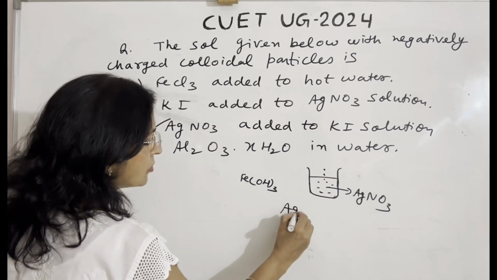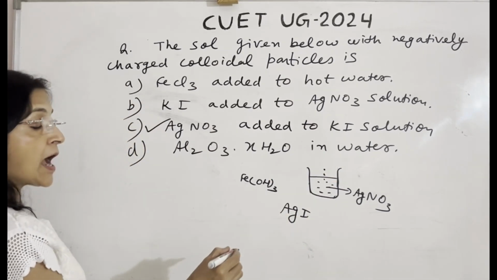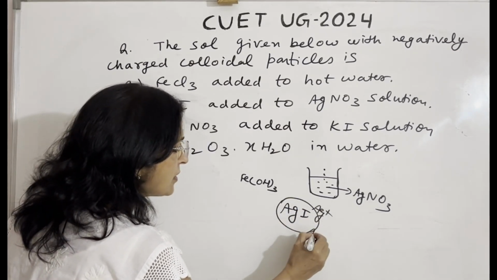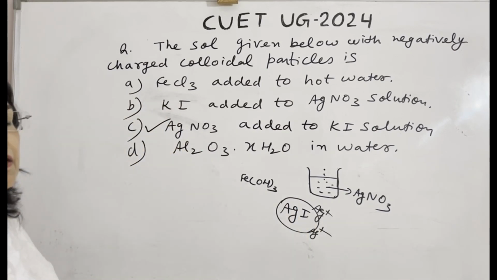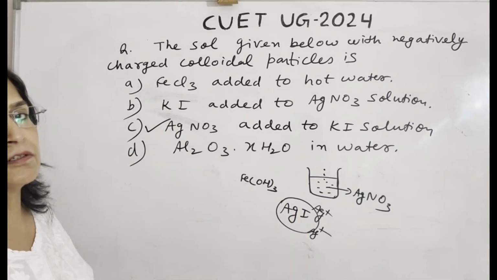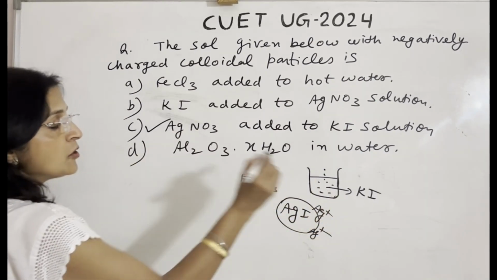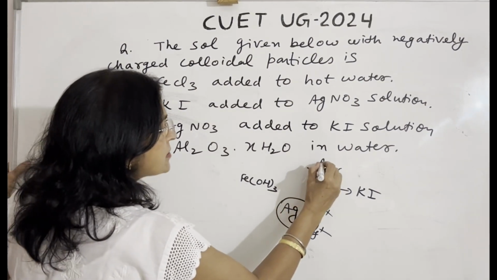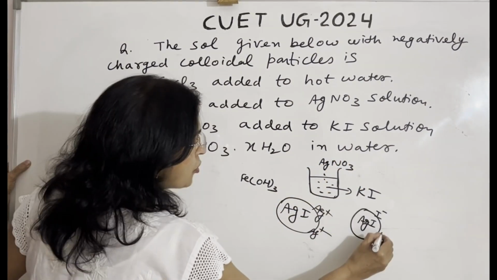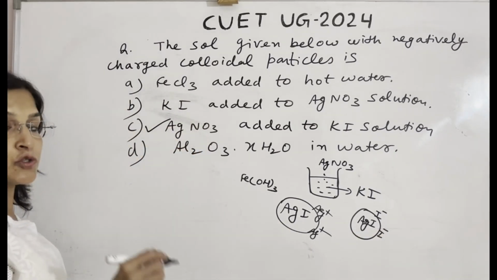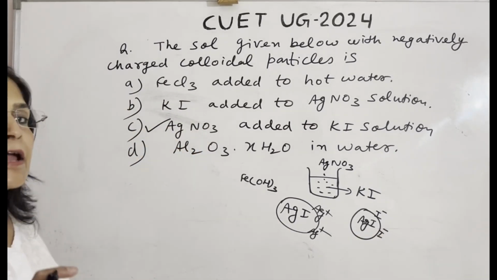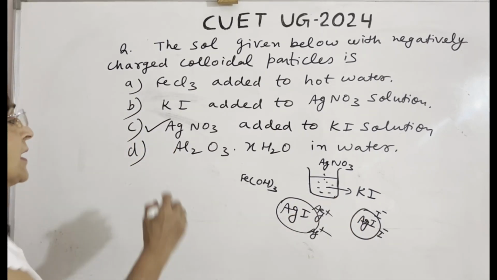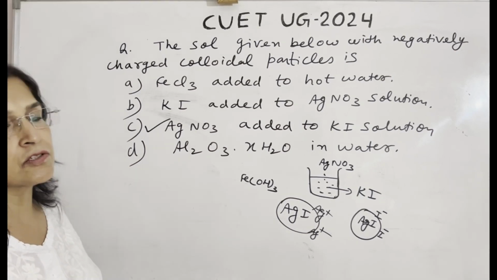Silver iodide forms and silver iodide will adsorb silver ion on the surface. This will be an example of positively charged colloidal salt. In third case, potassium iodide solution is taken in the beaker. It is present in large amount and we add silver nitrate dropwise. Iodide ion will get adsorbed on the surface of silver iodide. This will be an example of negatively charged salt. In the last case also positively charged colloidal salt forms.